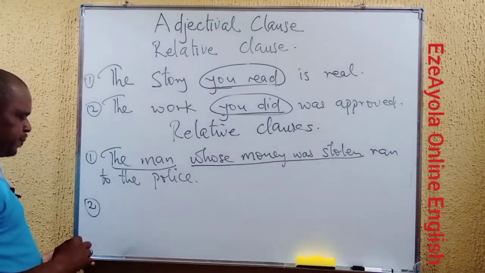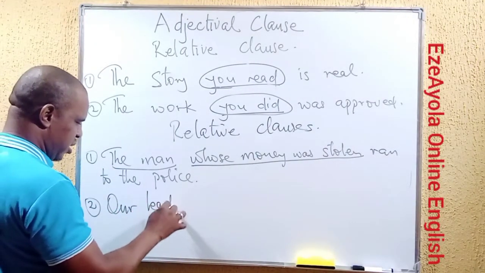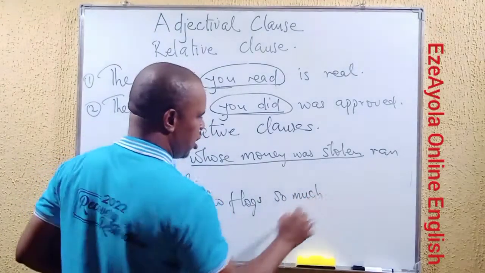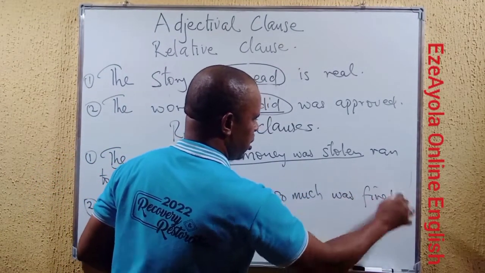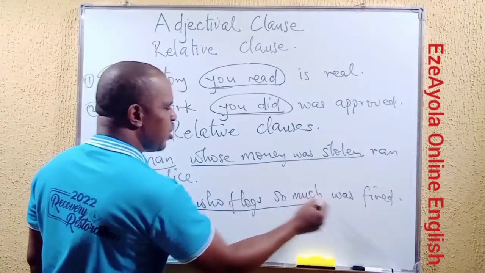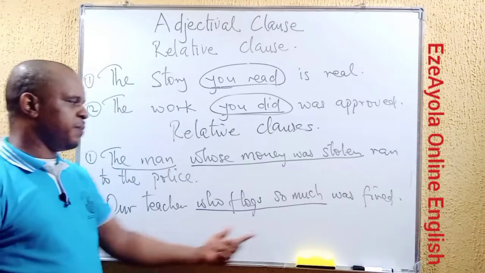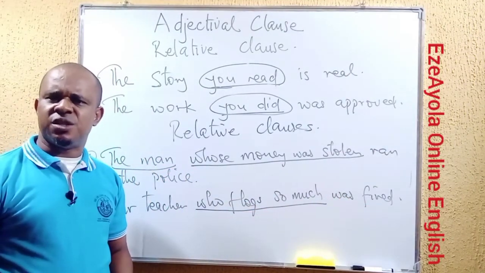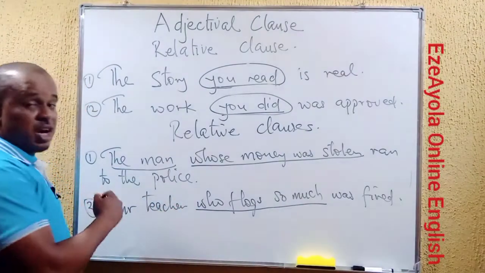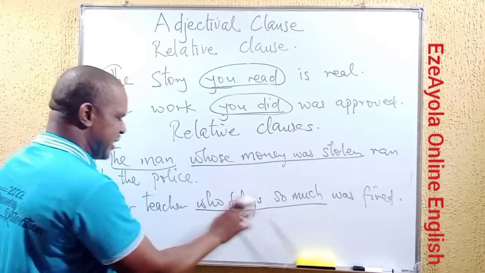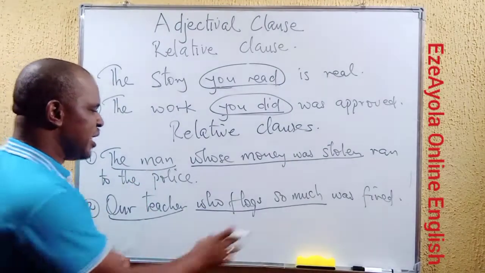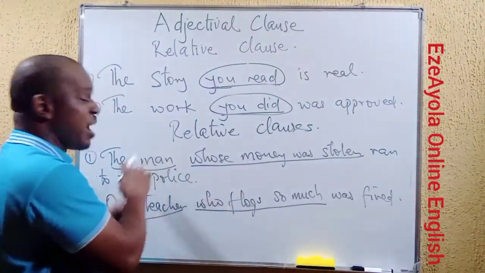Another example, number 2, our teacher who flogs so much was fired. Now look at this also. Our teacher who flogs so much was fired. And I happen to underline who flogs so much. Our teacher was fired. Which of our teachers was fired? The one who flogs so much. At this point, you now describe the particular teacher of ours that was fired. So this is describing the subject, our teacher, all right? The subject of the sentence is also a noun phrase. The two of them are describing their subjects.